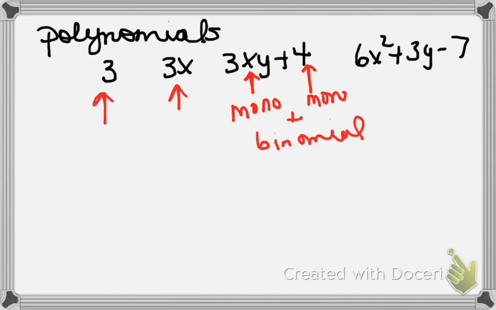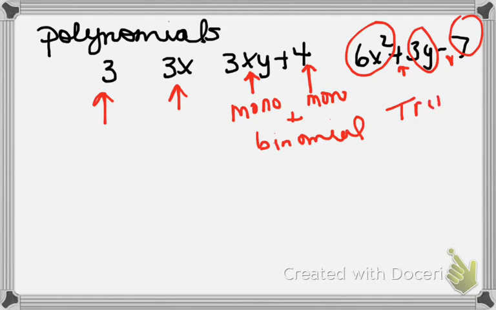All right, and so this is the same way with this one. There's the plus and minus, and so you can see that it has how many terms? It has 3 terms, and so there's 3 monomials, and so this is called a trinomial.